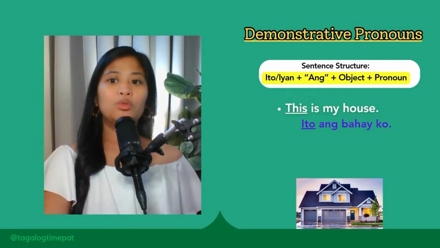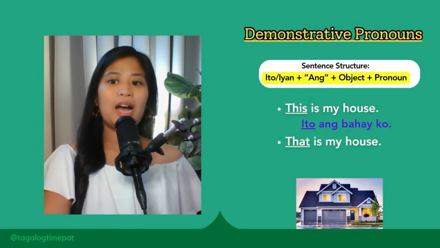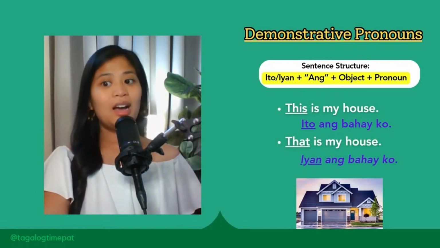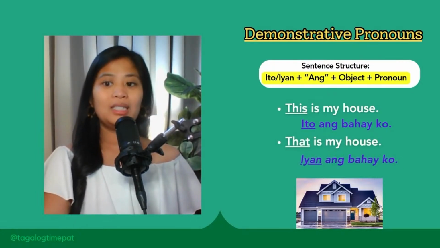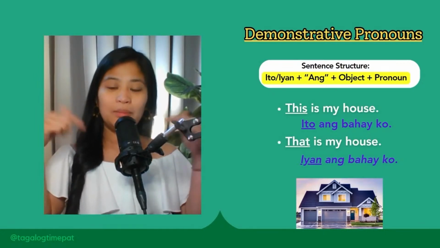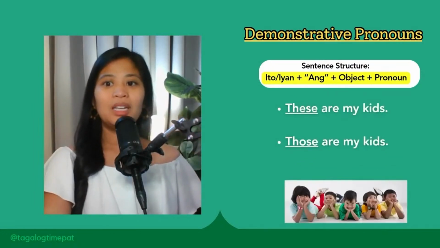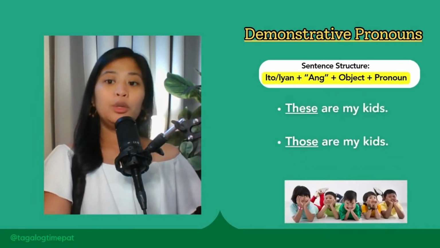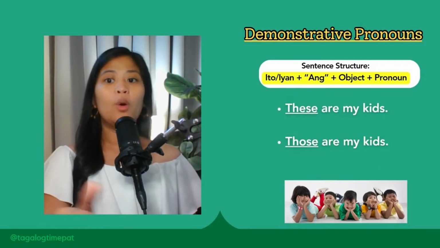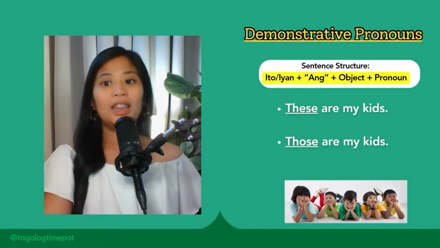So ito goes first, then it's the word ang, then it's bahay, and then it's the pronoun. Ito ang bahay ko. That is my house would be iyan ang bahay ko. That is my house. Iyan ang bahay ko. So ito means this, iyan means that. And it can be used in a plural way as well.